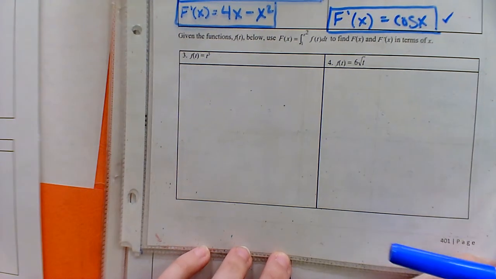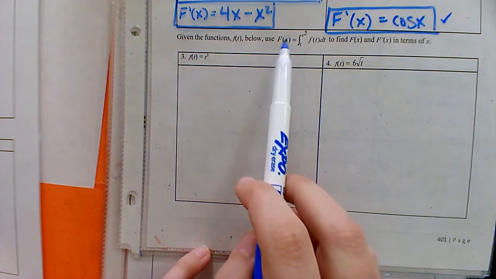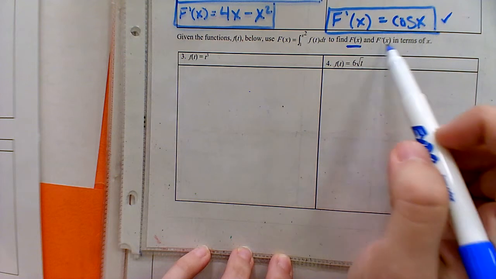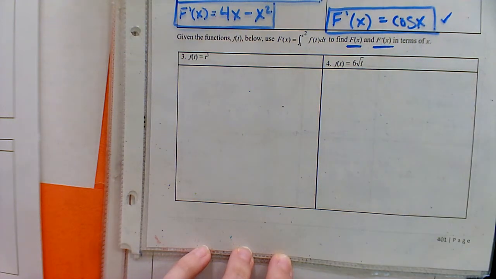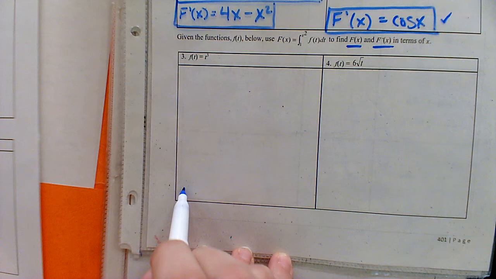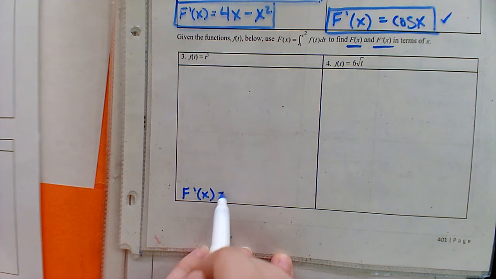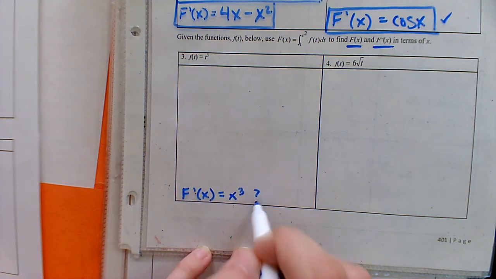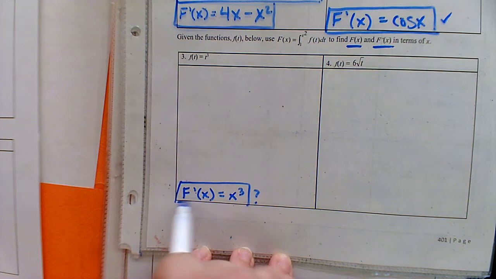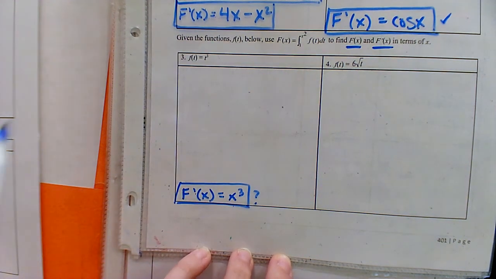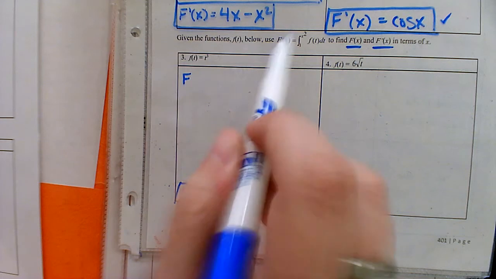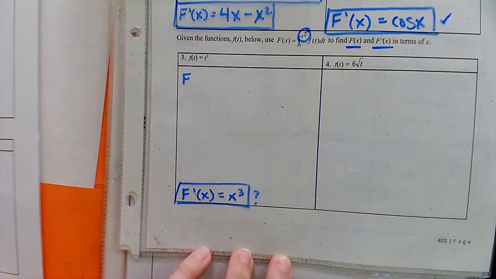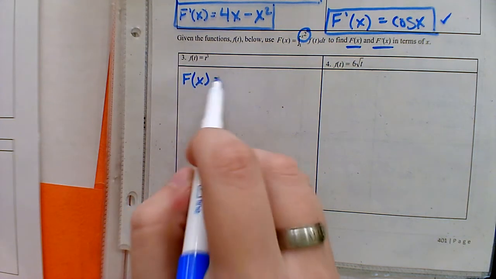Let's try another set. Okay, given the function f of t, use this integral to help you find capital F and capital F prime. Can we make an educated guess, perhaps, what capital F prime might be? All right, let's see if that's the case for this one. Okay, that's our educated guess. Now this one is just slightly different. Notice how the upper bound this time is x squared. It's not just a single x. Maybe that might change something, who knows.